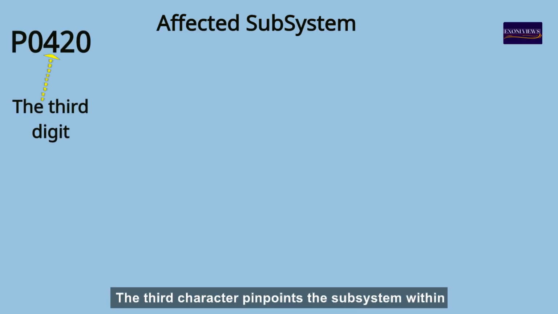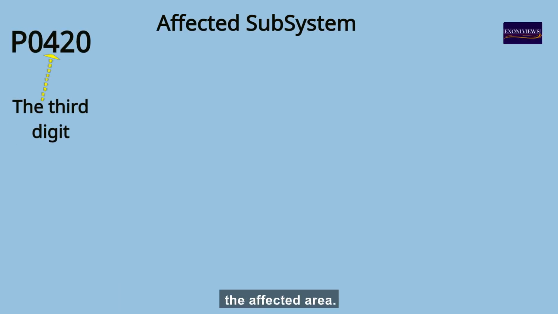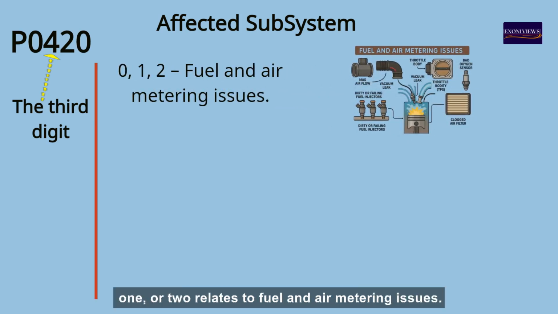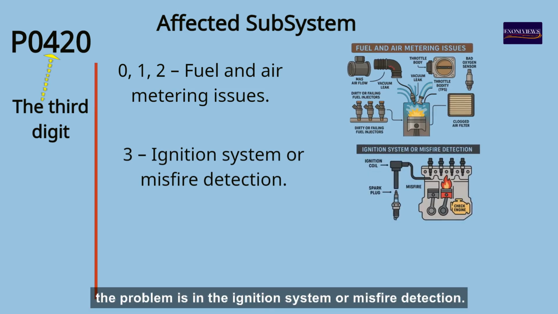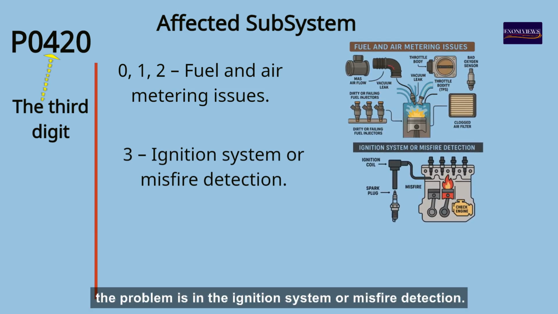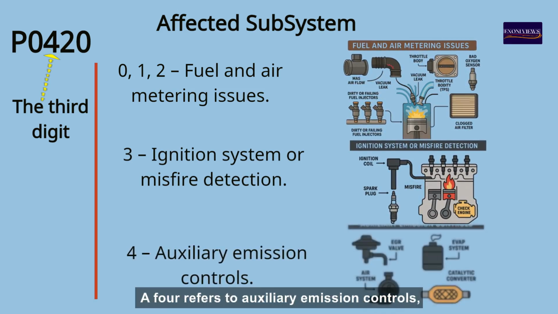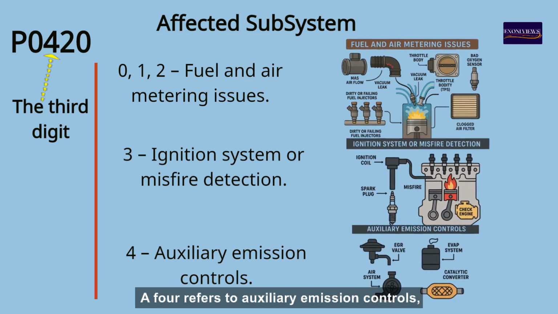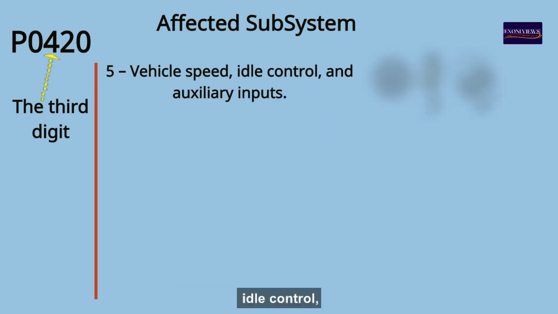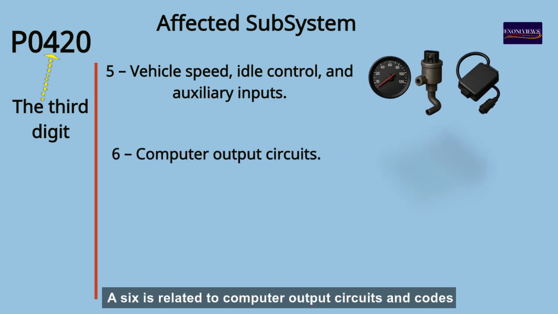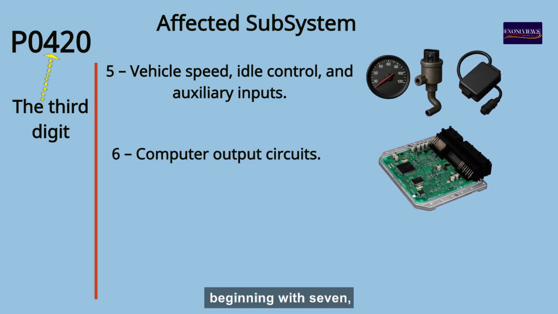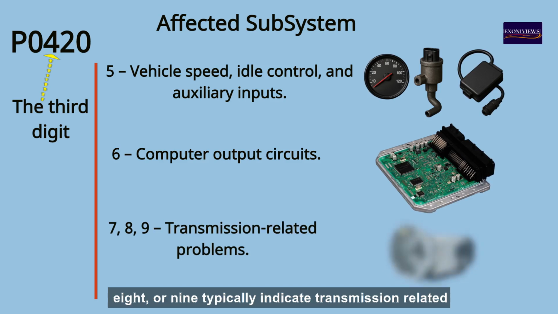The third character pinpoints the subsystem within the affected area. A code starting with 0, 1, or 2 relates to fuel and air metering issues. If the third digit is 3, the problem is in the ignition system or misfire detection. A 4 refers to auxiliary emission controls, while 5 involves vehicle speed, idle control, and auxiliary inputs. A 6 is related to computer output circuits, and codes beginning with 7, 8, or 9 typically indicate transmission-related issues.